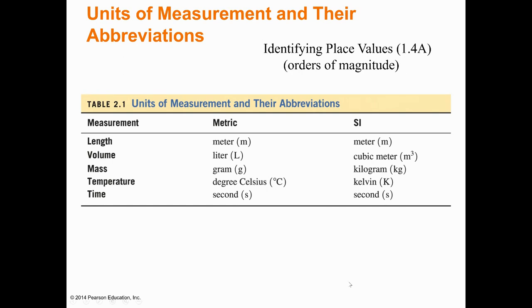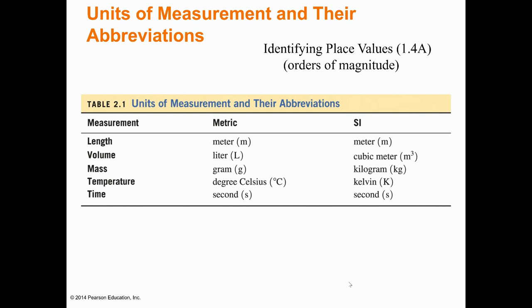We are going to be looking at the metric system and the International System of Units in science. And so here are the main units of measurement and their abbreviations. For length, we have the meter, and that is the same unit both in the International System, which is the SI system, and also the metric system. In volume, the metric system is the liter, which you're familiar with from beverages like sodas. The SI unit is the cubic meter.